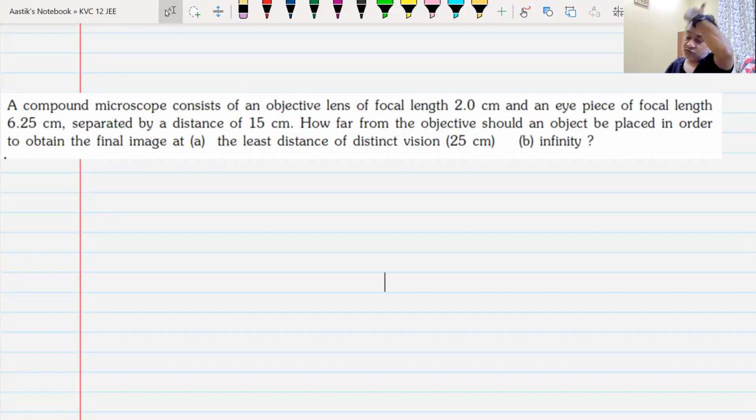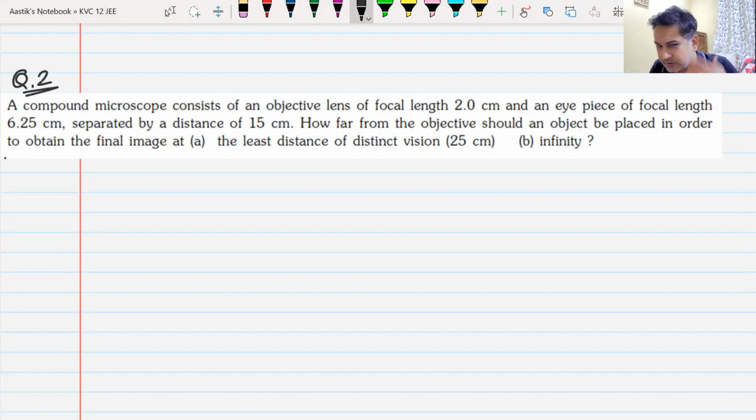A compound microscope consists of an objective of focal length 2 and an eyepiece of focal length 6.25. So the focal length of the objective is smaller compared to the focal length of the eyepiece. They are separated by a distance of 15 centimeters, so that 15 centimeters is the length of the tube. How far from the objective should an object be placed in order to obtain the final image at A, near point, B, infinity. Also find the magnifying power in both cases.